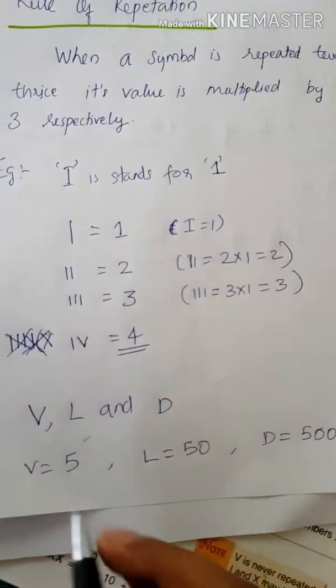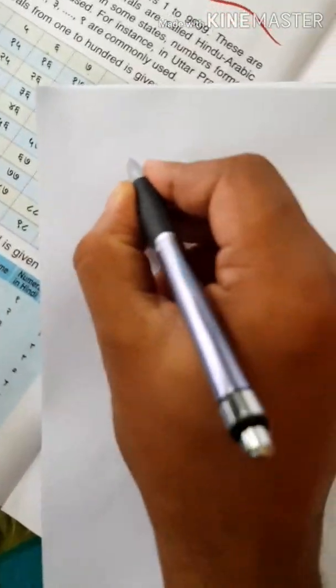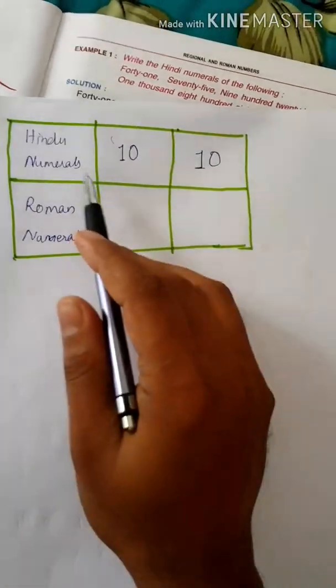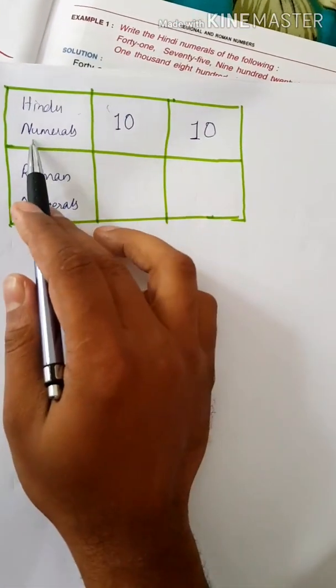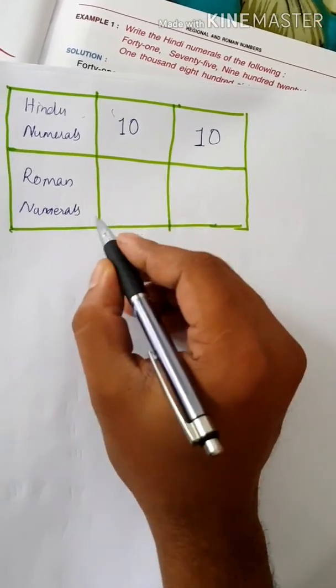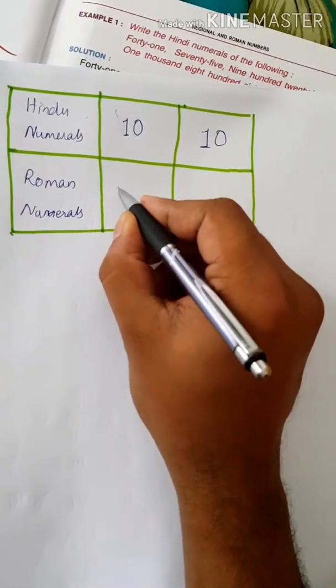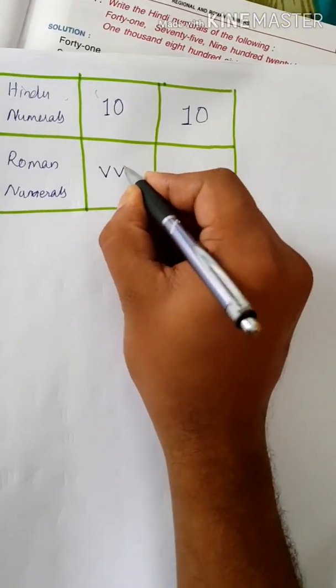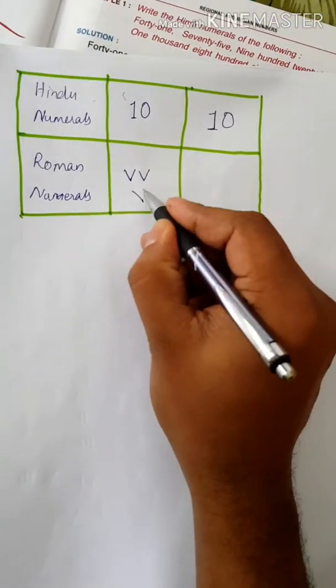For example, students, for 10 in Hindu numerals, in Roman numerals we cannot write VV. We cannot write like this. This is wrong.